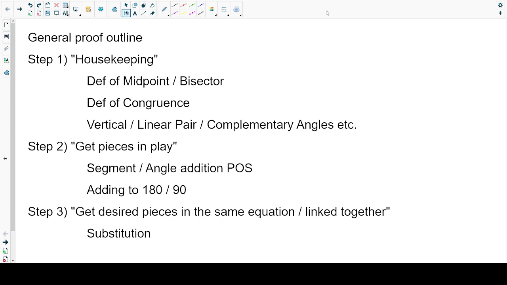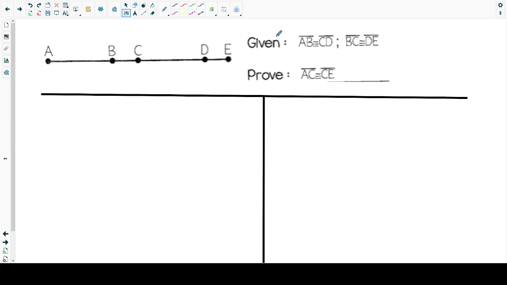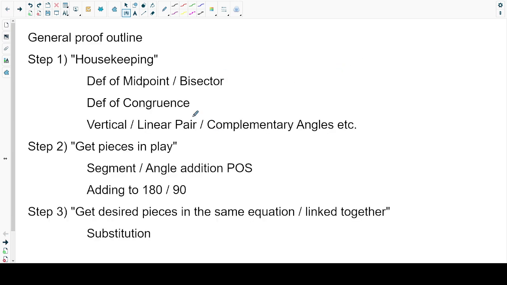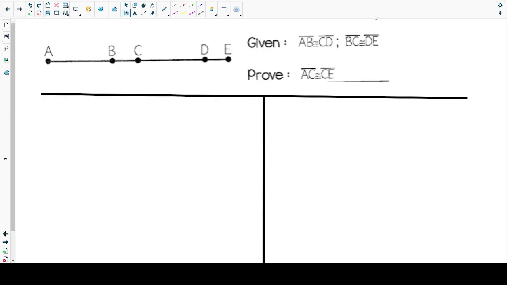So let me show you how I would approach that in a general setting with some proofs here, right? I'll have one angle, one segment. So given AB is congruent to CD and BC is congruent to DE, prove that AC is congruent to CE. So again, step one is housekeeping. Midpoints, bisectors, congruence, and special angles. Well, I don't have any special angles here since this is a segment proof. I do have midpoints though. Or sorry, I do have congruencies though.